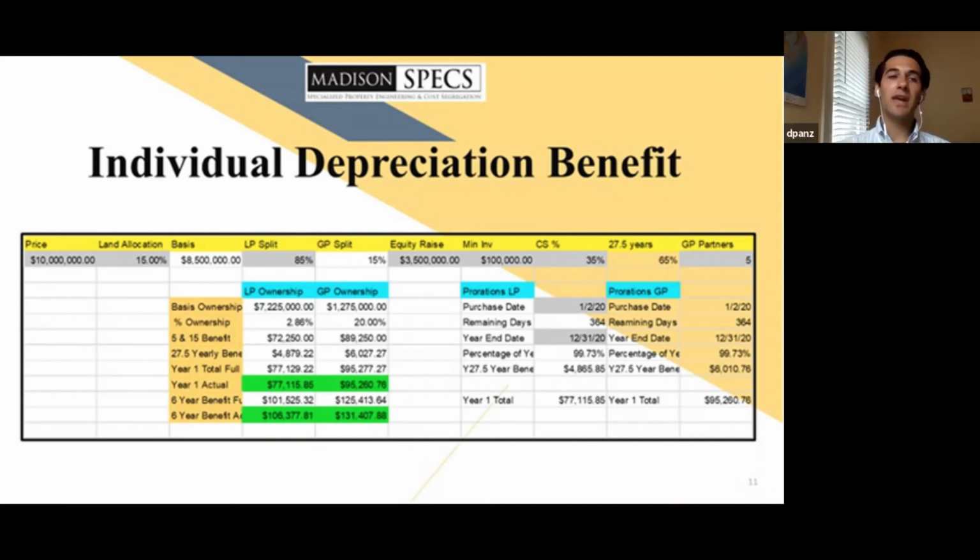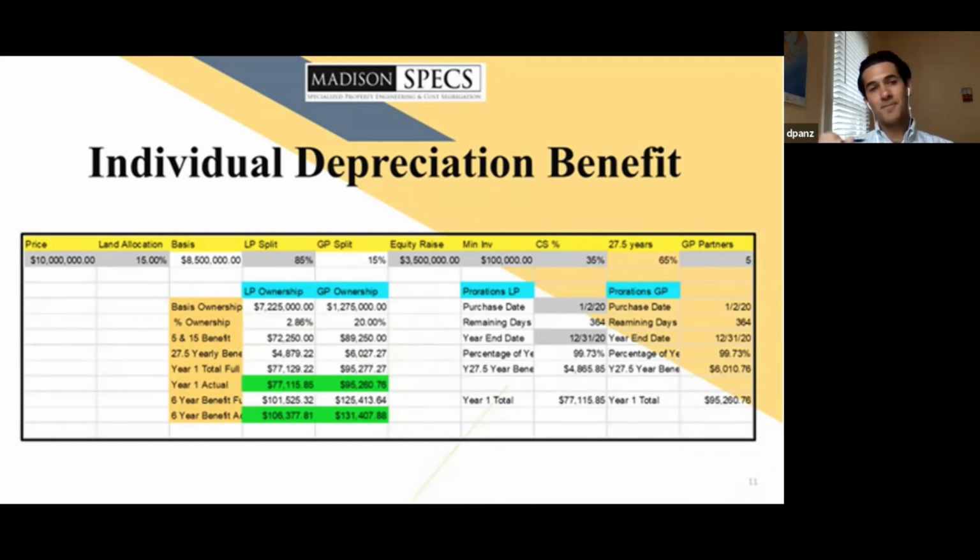So this is something we came up with: the individual depreciation benefit. If you've got a deal, maybe you've got it under contract, we get you a quote for what you would get in depreciation from cost segregation. We can then go a step further and break down what each GP and each LP would get in depreciation benefit. This has been helpful for some people, because certain investors want to see what return they're going to get, but they also want to see the depreciation and the tax benefit they're going to be getting, because otherwise they can be investing in stocks or Bitcoin or something like that.